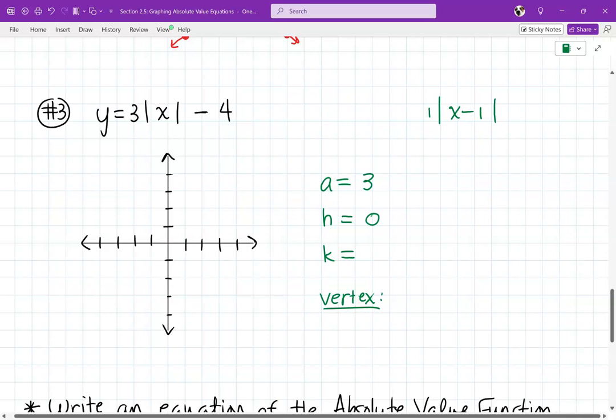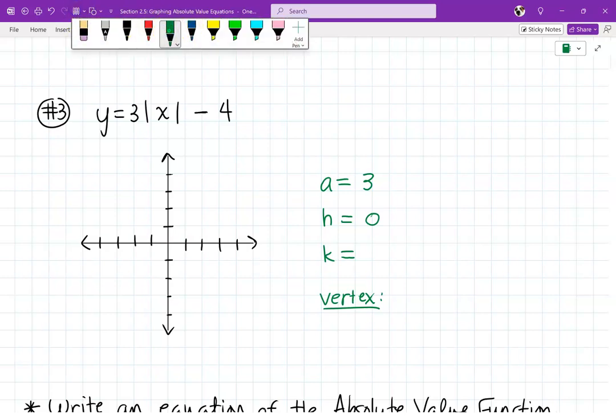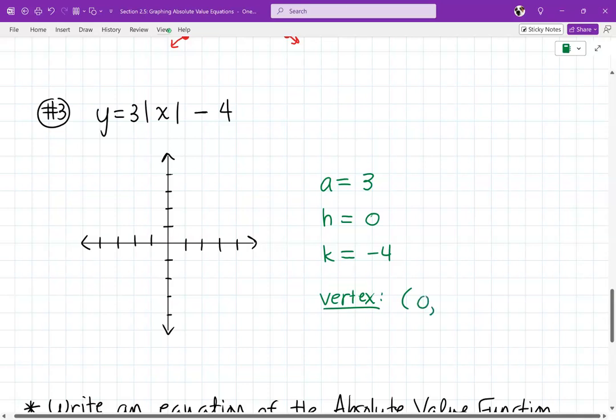Mine has H missing. So how does H go missing? Well, x minus 0 is just x. So if the H and the K are nowhere to be found, that's because they're zeros. If the A is nowhere to be found, it's because A is 1. So you can write that down on the side if you want. If A is missing, A equals 1. If H and K are missing, they equal 0. So H is 0. And then what's my K value here? -4, so my vertex is 0, -4.